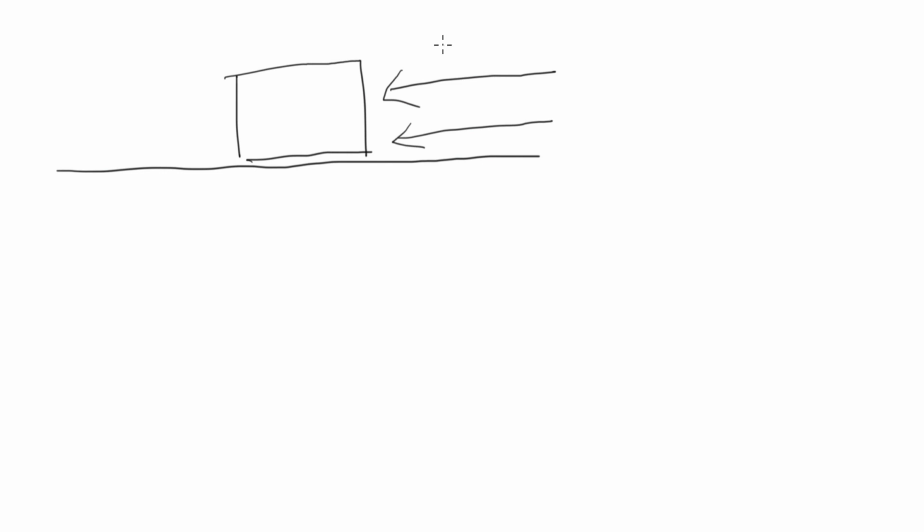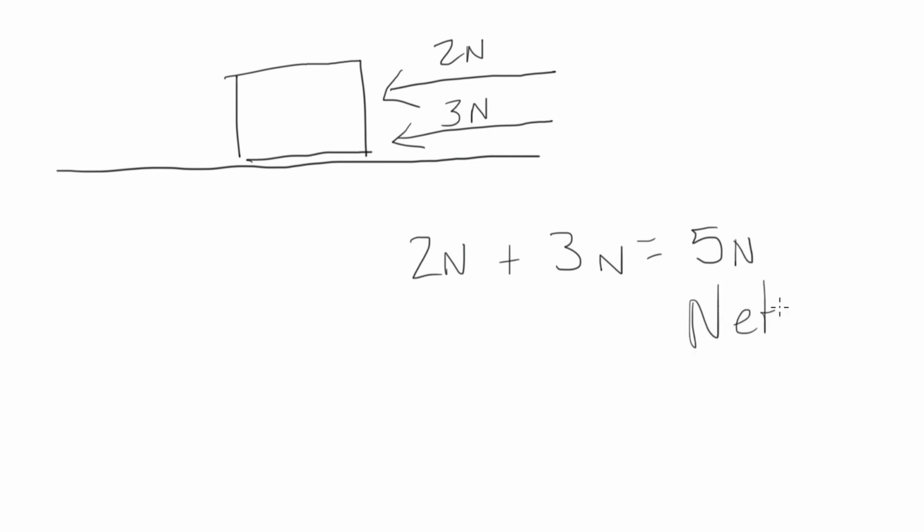Looking at the same box, let's imagine this time that we have 2 forces moving in the same direction. So this time we have one that's 2 newtons and another one that's 3 newtons. If we want to figure out what the net force is, this time since they're going the same way, we're going to add them together. So we take 2 newtons plus 3 newtons. Again, even though they're going the same direction, this is still referred to as the net force. So the sum total of all the forces is the net force here.